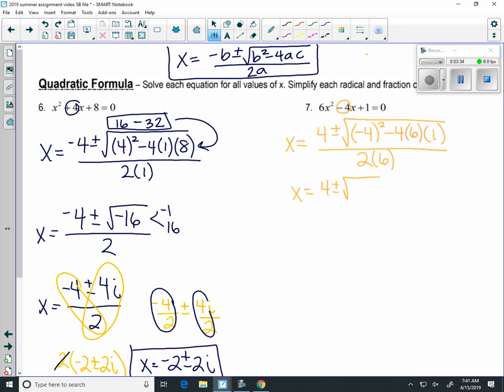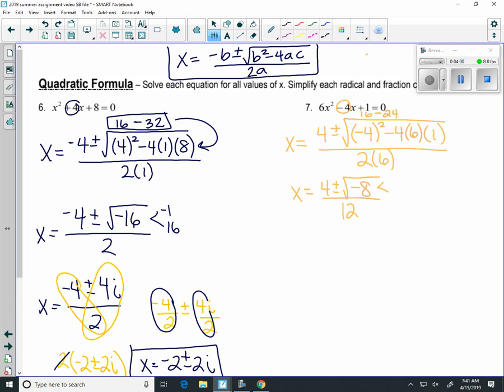So 4 squared is 16. Negative 4 squared is also 16. So don't overthink it. Square the negative is positive. Square the 4 is 16. 4 times 6 is 24. So under my square root, I have 16 minus 24. That's going to give me a negative 8. And in the denominator, I have that 12.